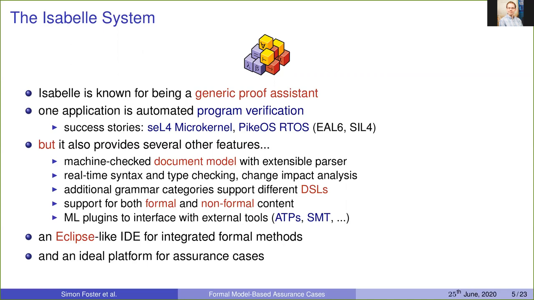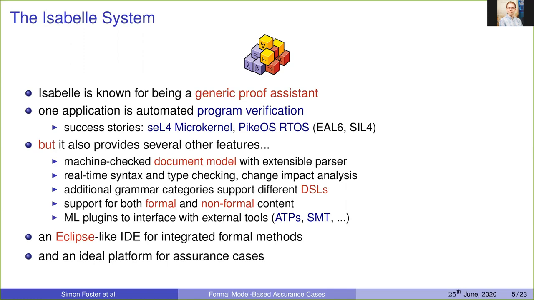Isabelle also allows us to add additional grammar categories, and this allows us to support a variety of domain-specific languages, so that Isabelle really allows us to integrate lots of different formalisms together. And as well as formal content, it also allows access to non-formal content. So of course, you can write comments around things, but more than that, you also have a quite sophisticated text processing engine whereby you can write marked up text, and that marked up text can refer to formal content within an Isabelle document, and we'll see how that works later. And this just allows an extra level of integrity.